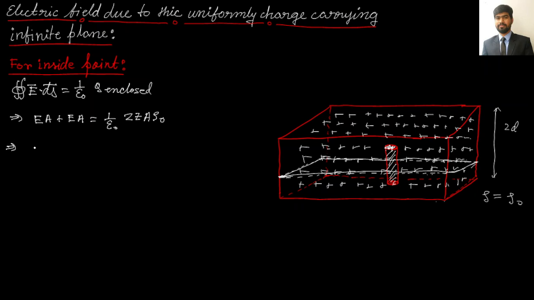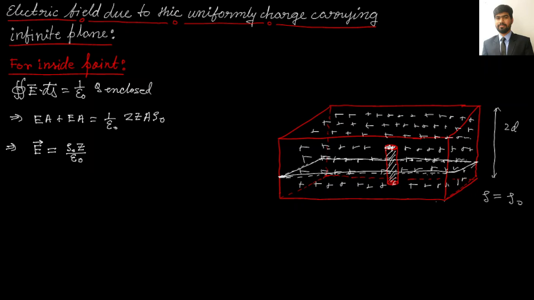So now from both sides, if we remove A, and then divide this 2 on the right side, then what we'll get? We'll get E is equals to rho naught z divided by epsilon naught. Okay. So this will be the electric field inside the layer at a distance z from the mid layer, that is the z equals to 0 layer. So at the mid layer, z equals to 0, electric field will be 0, and then on both sides, as we increase the z, the electric field will increase.